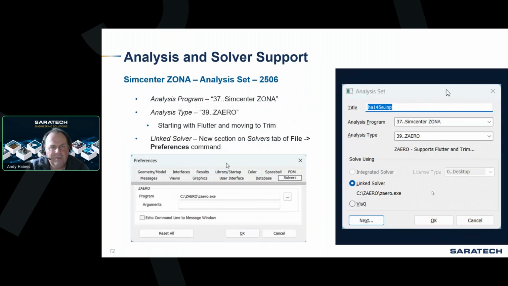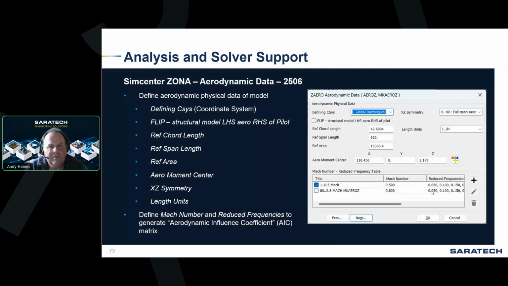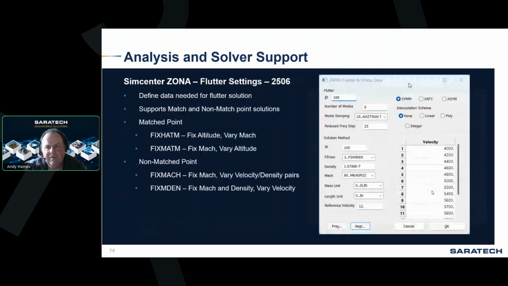A little bit more about ZONA. We added a new analysis program, Simcenter ZONA, a new analysis type, 39.0. It's starting with flutter, and then it'll be moving to trim later on. There's also a place to specify it as the link solver, and all the aerodynamic data that you need to support it. This was all new for 2506, so just keep that in mind. So, define Mach number, reduced frequencies down at the bottom.